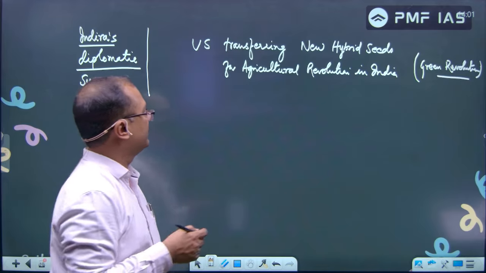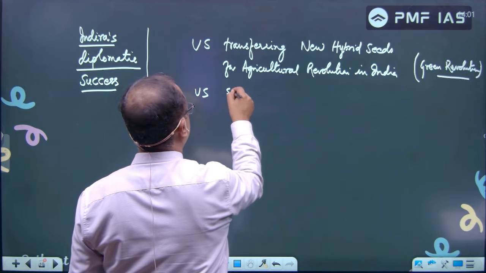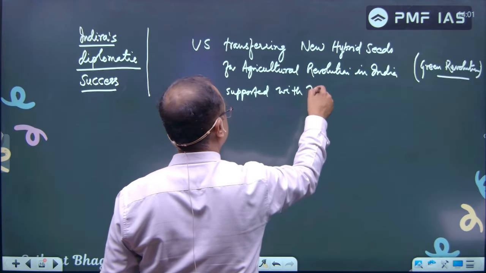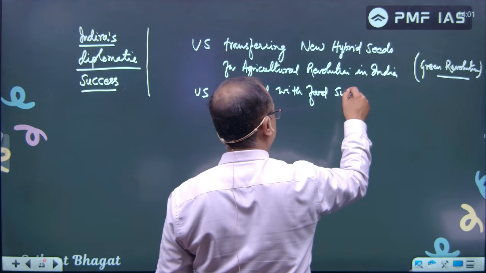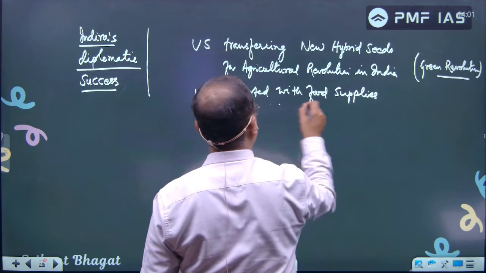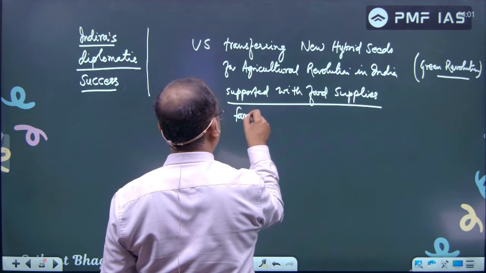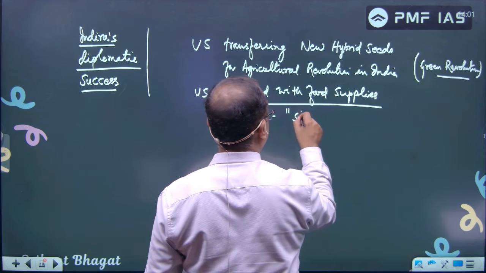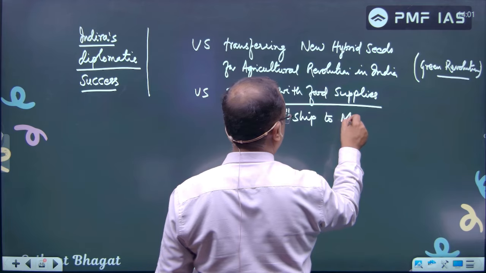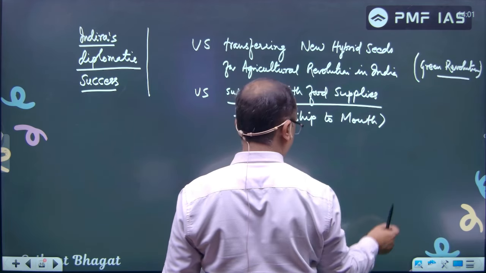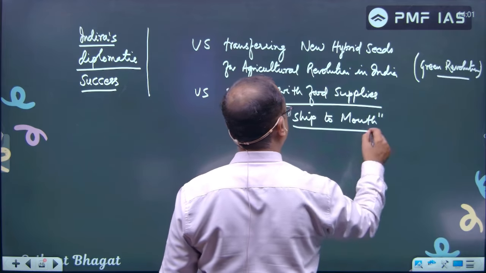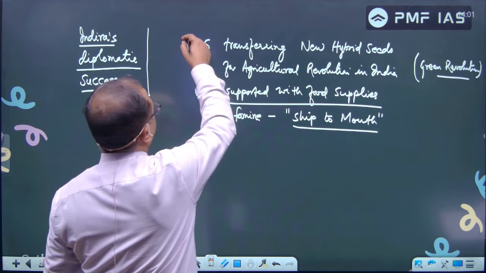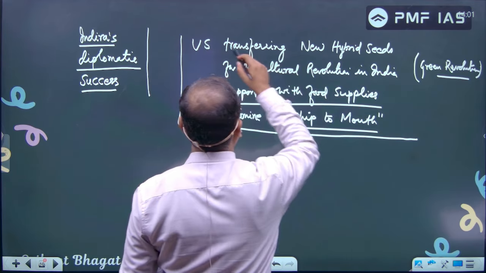Number one. Number two, the US supported with food supplies. There was a famine in India. So a project called Sip to Mouth. Sip to Mouth was a humanitarian assistance given by the US to India. It was Indira's success, a diplomatic achievement.